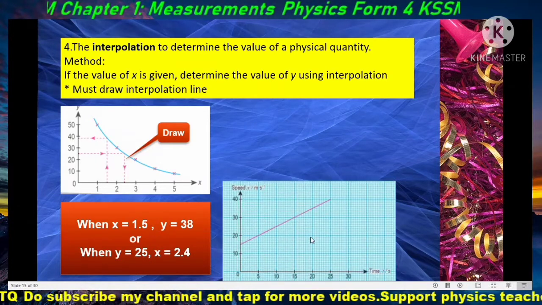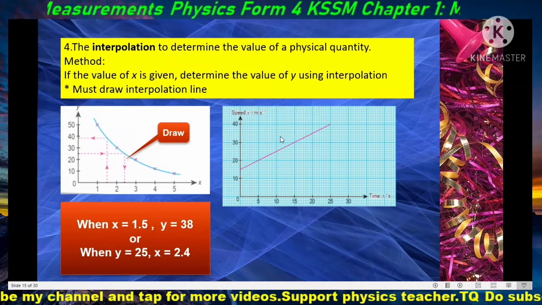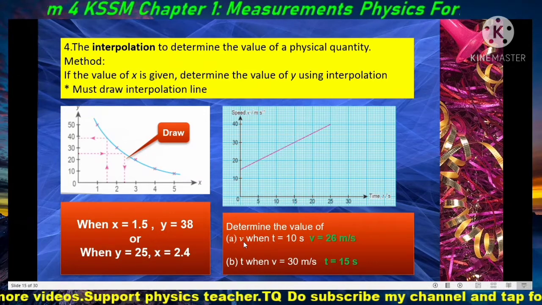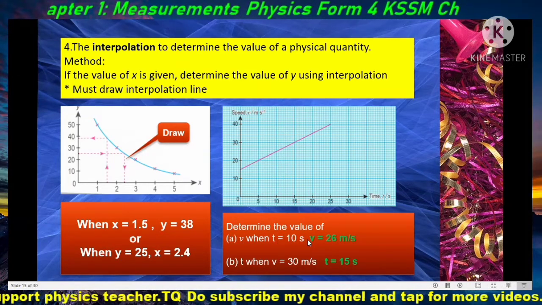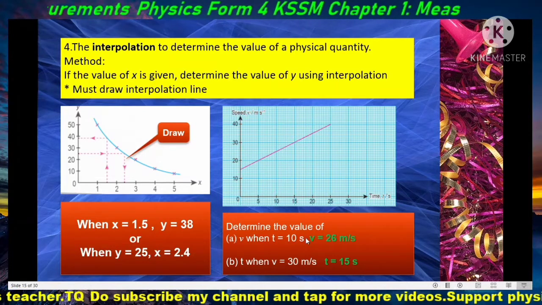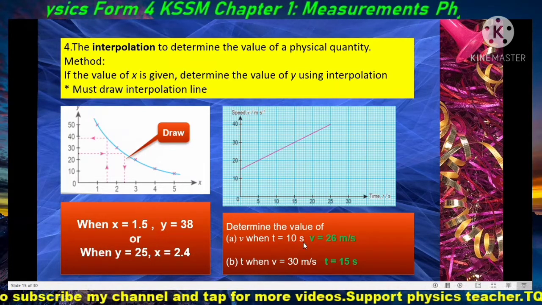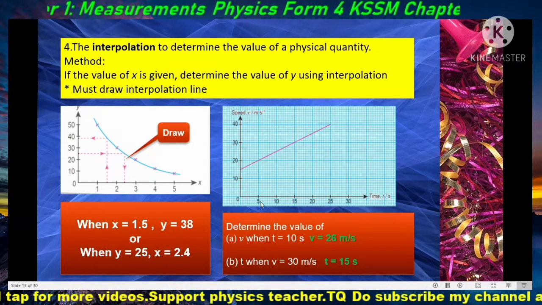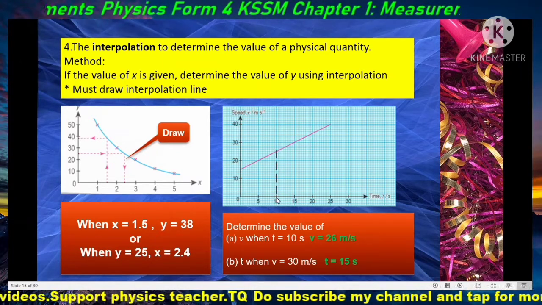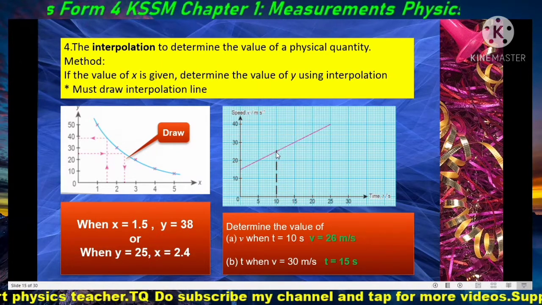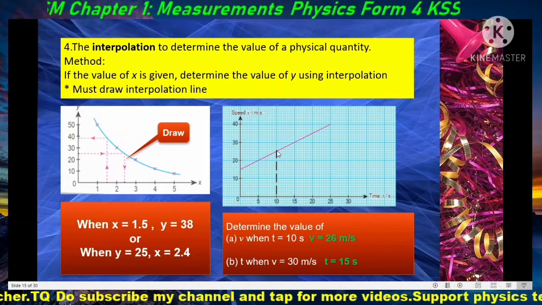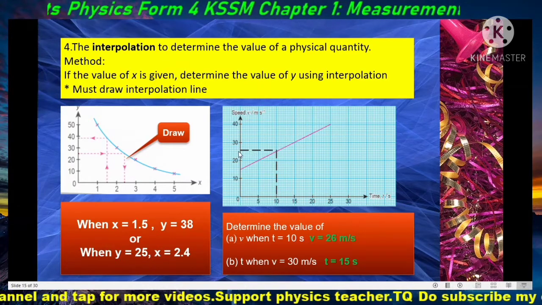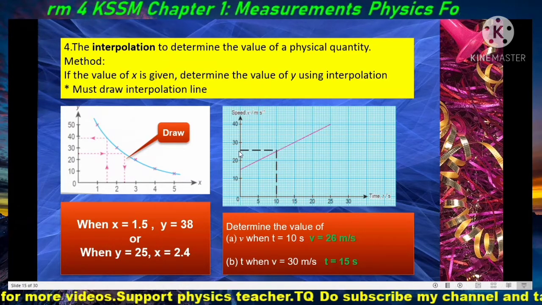Look at the example here. This is a graph of speed against time. Let's say the first one, you want to find v when t equals 10. One value is always given. They must give you one value. For example, given is t, 10 seconds. You want to find v. So t in seconds is here. So you draw an interpolation line. And then from the graph here, you draw to the corresponding value. So here you get 26 meter per second.